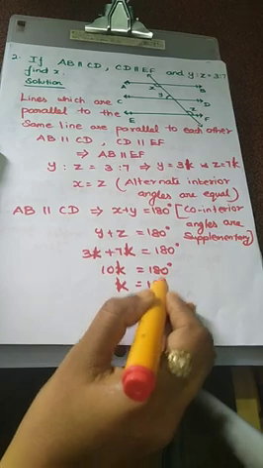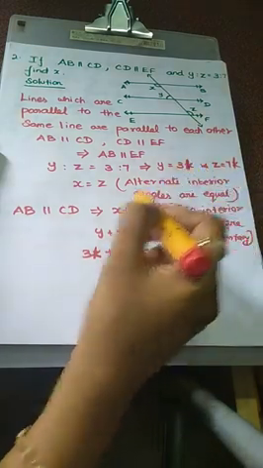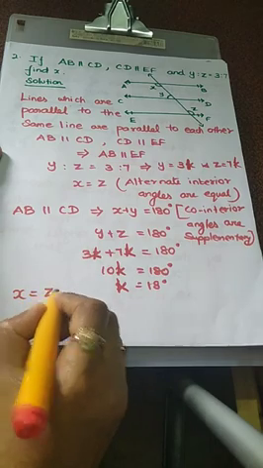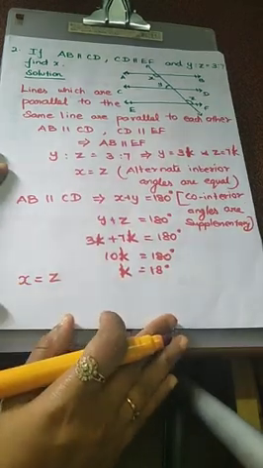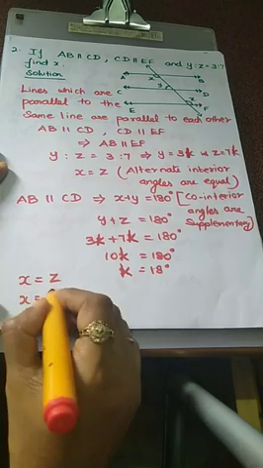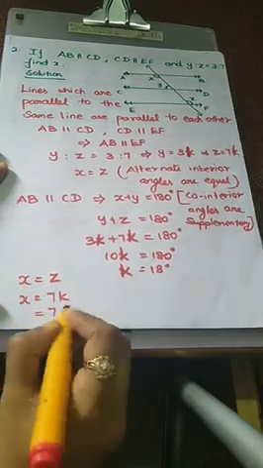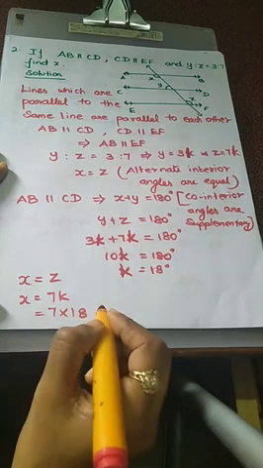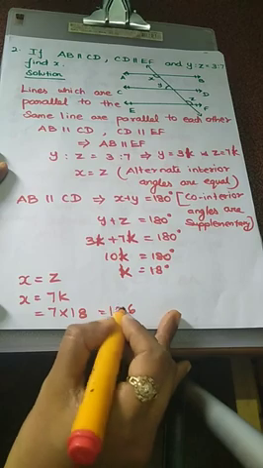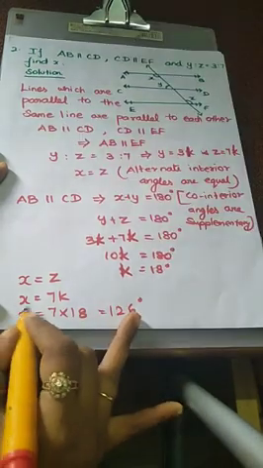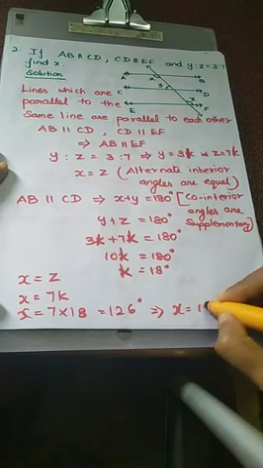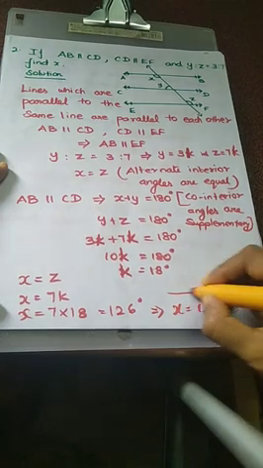So apply the k value here. We know x is equal to z, so apply here. x is equal to z. What is the value actually? z value is actually 7k. So x is equal to 7k. So 7 into 18. What is the answer? 126 degree. Therefore x is equal to 126 degree. That's all.